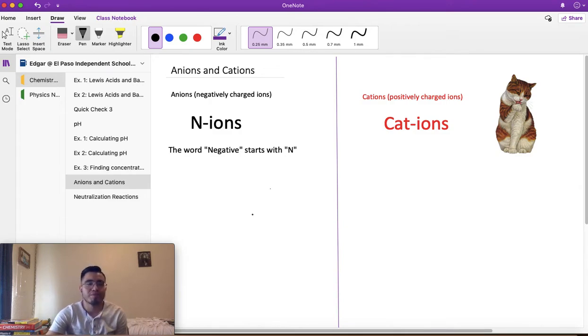Hi everyone, welcome. Before we start with the example, I wanted to talk about anions and cations to tell you which one's which, so you can learn which one's positive, which one's negative.